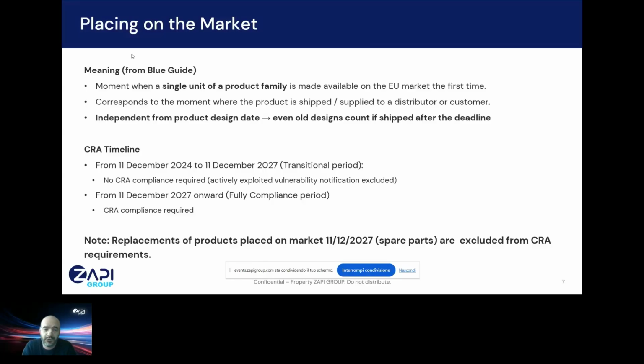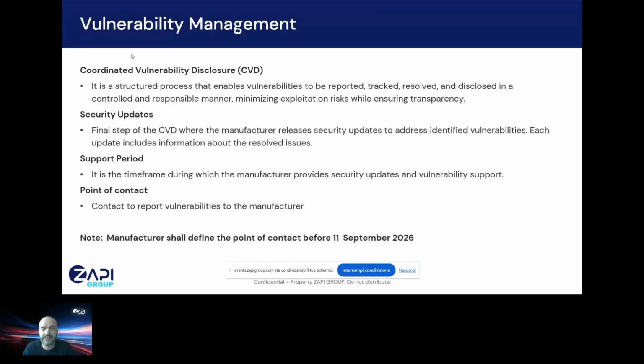Another important concept of the CRA is the point of vulnerability management. The CRA asks to introduce the concept of coordinated vulnerability disclosure. That basically means keeping notification about the final user that uses your product, keeping trace about it, and providing the security update just to fix this vulnerability. To allow the end user to notify the vulnerability, a point of contact needs to be defined, so an address that the user can use.